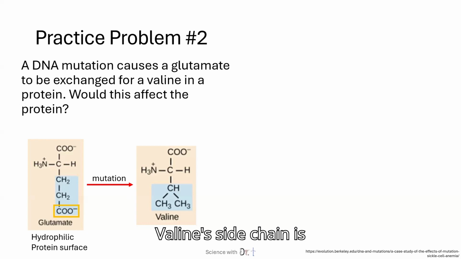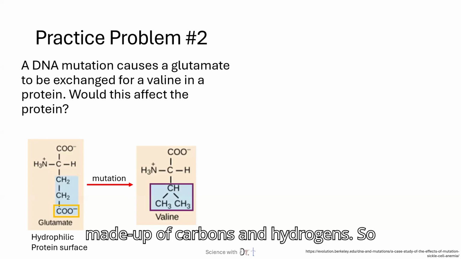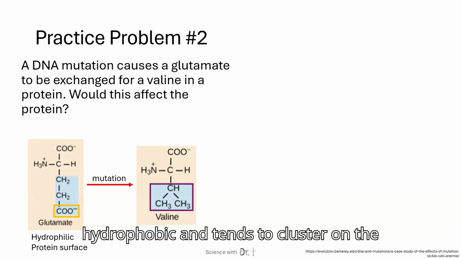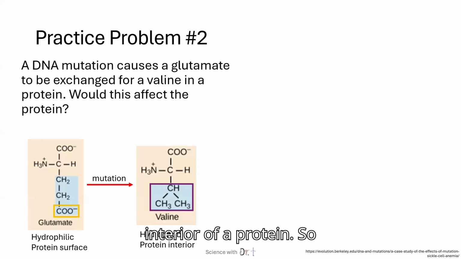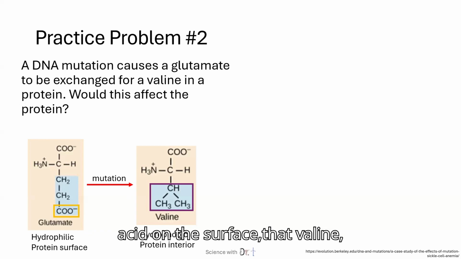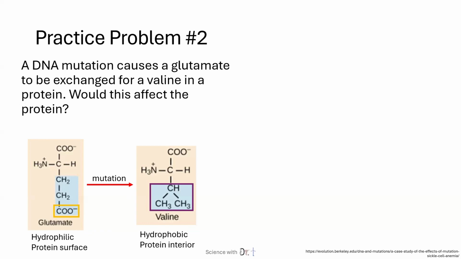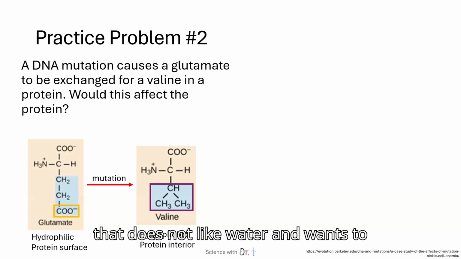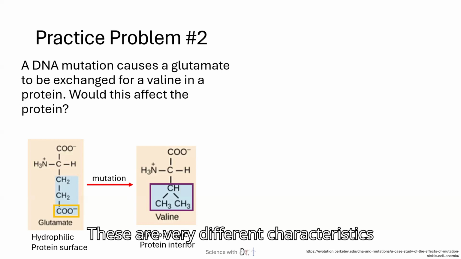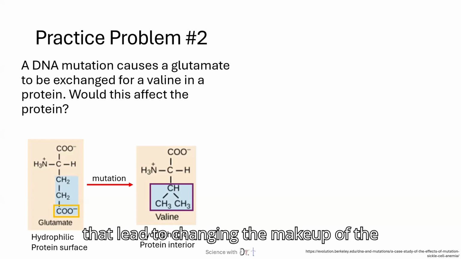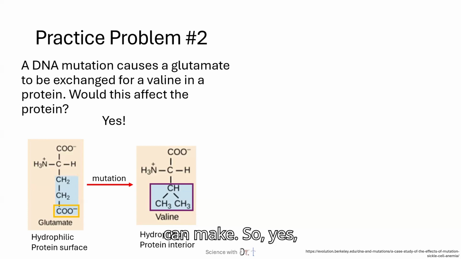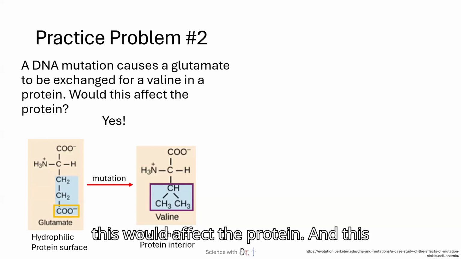Valine side chain is made up of carbons and hydrogens. So it is nonpolar, which means it is hydrophobic and tends to cluster on the interior of a protein. So with this mutation, you have an amino acid on the surface, that valine, that does not like water and wants to hide in the interior of a protein. These are very different characteristics that lead to changing the makeup of the protein and the interactions the protein can make. So, yes, this would affect the protein.